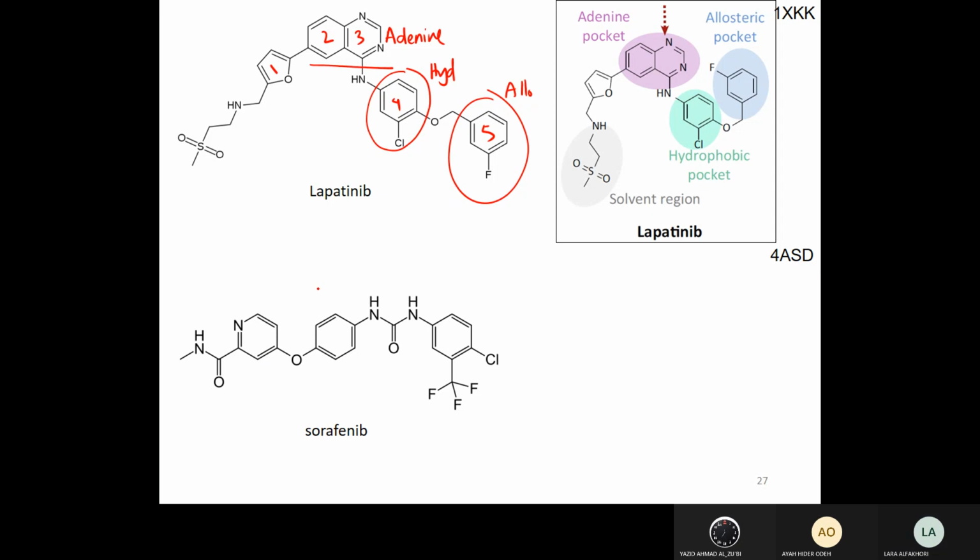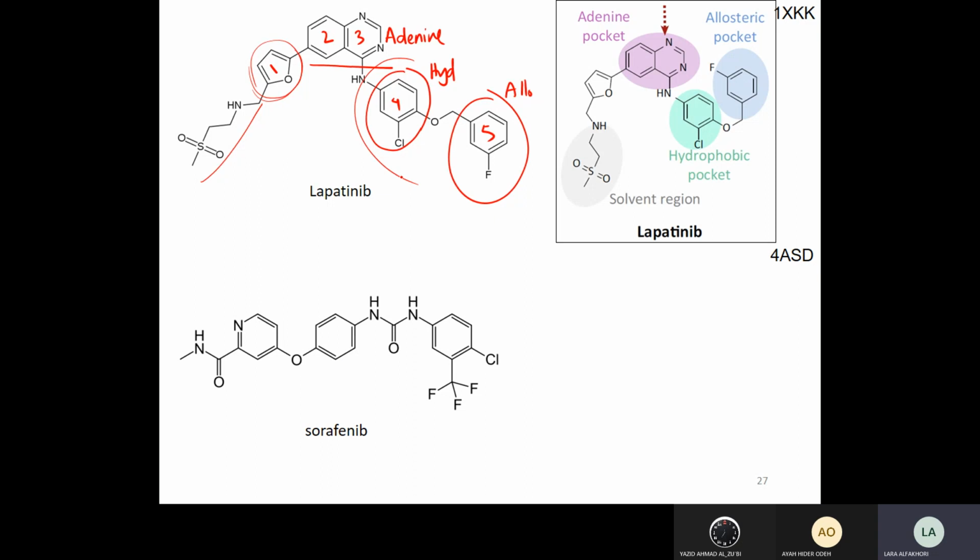No. The crystal structure of this one shows that this one is what we consider the allosteric site. Now if you would rotate it, this one could reach the hydrophobic pocket and this one the allosteric, but then the rest of the drug would be protruding outside of the binding site. If you would look at it, it's actually very hydrophobic.